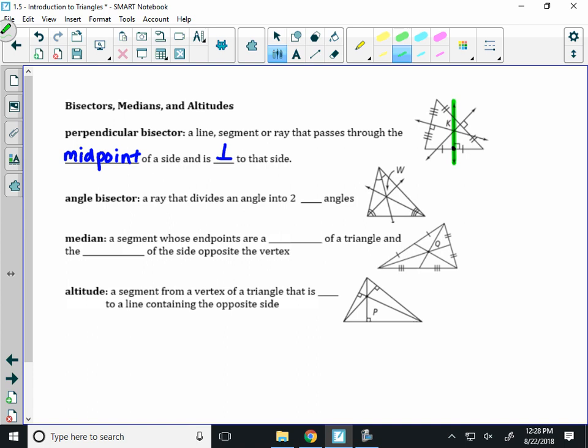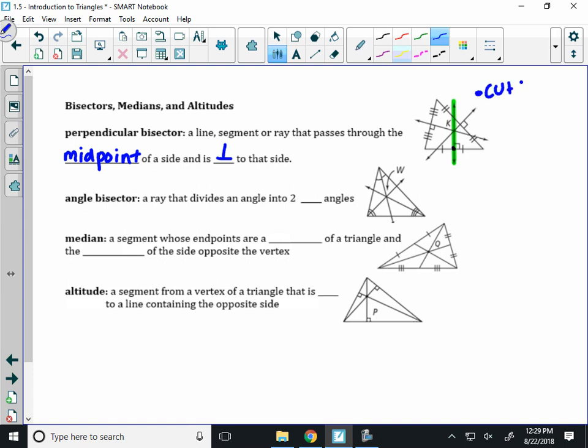So what's going to happen is you're either going to be told in directions that you have a perpendicular bisector, so you have to know what you have, or you're given a picture, and you have to be able to identify the fact that it's a perpendicular bisector. So two things that are really important, I want to make note.